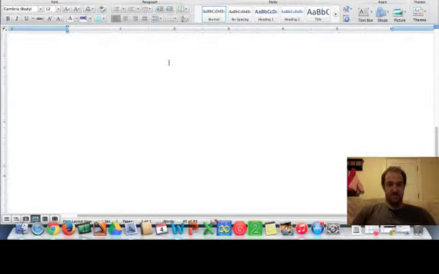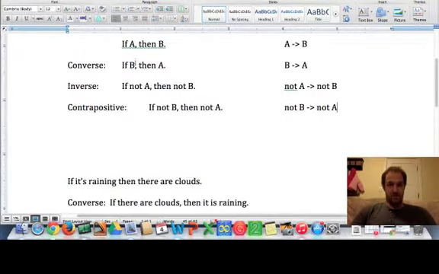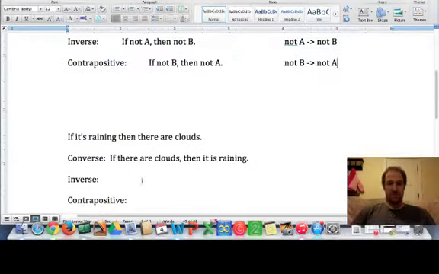So we said for the converse, you just simply switch them around, and that's what we did here. We started with if it's raining, then there are clouds. If there are clouds, then it's raining. We just switched them around.